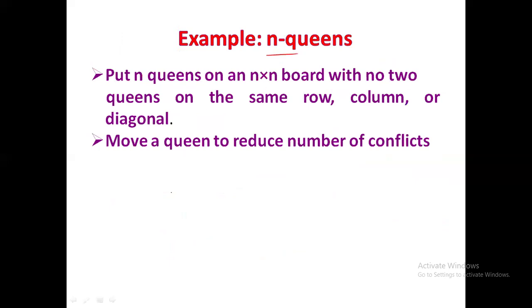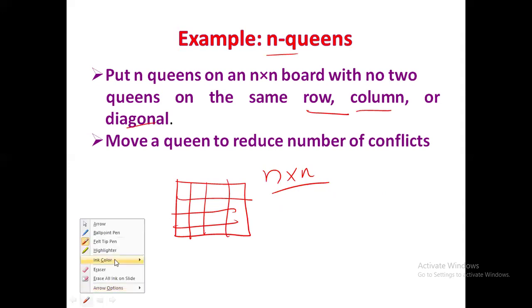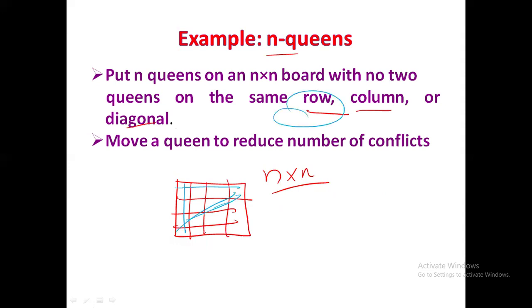If I am considering a 4 cross 4 chessboard, I'll have 4 rows and 4 columns. We can call it an N cross N board with no two queens on the same row, column and diagonal. You know the function of the queen: it can move horizontally, vertically or diagonally. It can move in three directions: row, column and diagonal.